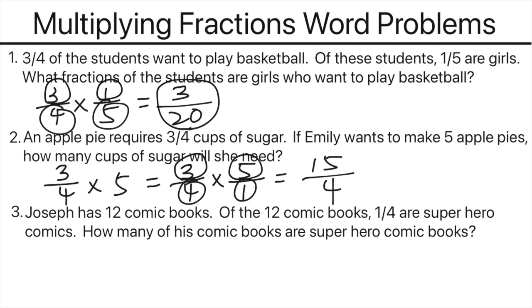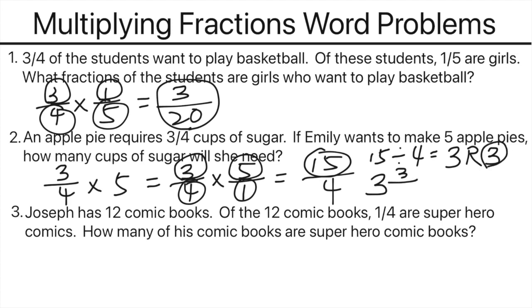And now what we have is an improper fraction, as the numerator is greater than the denominator. So now we want to see, out of the 15 that we have in the numerator, how many equal groups of 4 we can divide that into. So if we take 15 divided by 4, it will give us 3, with a remainder of 3. So that means we have 3 whole, and the remainder of 3 would be in the numerator, and then 4 as a denominator. So that means we need 3 3/4 cups of sugar.